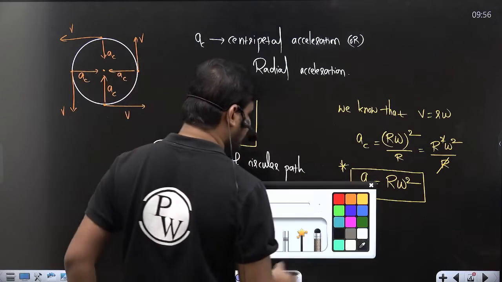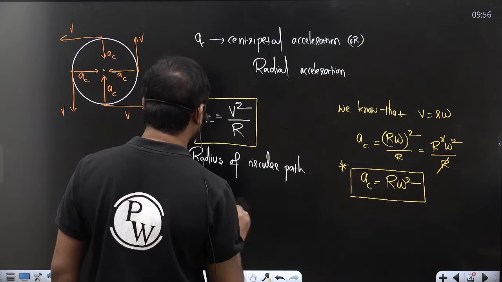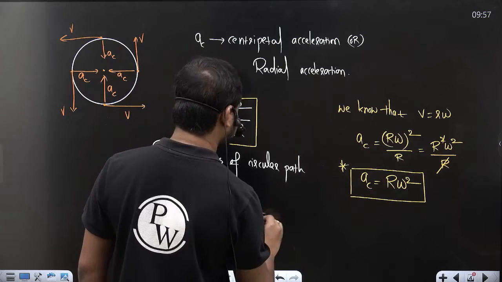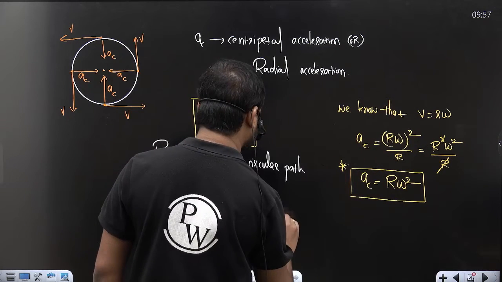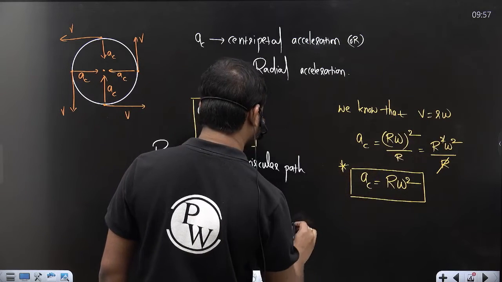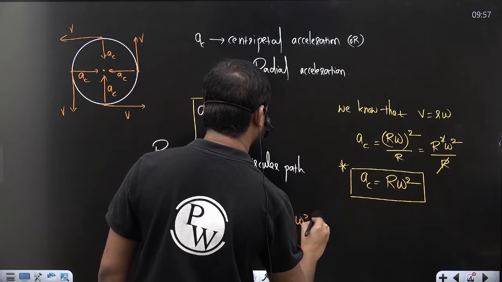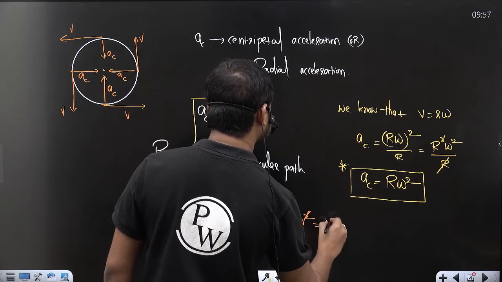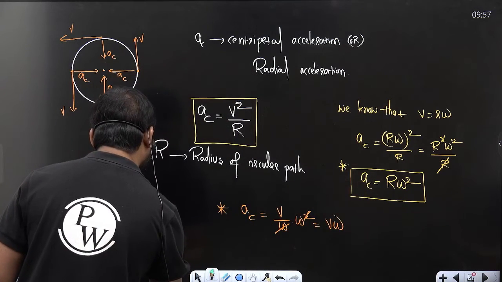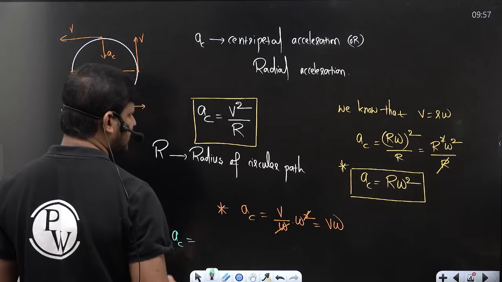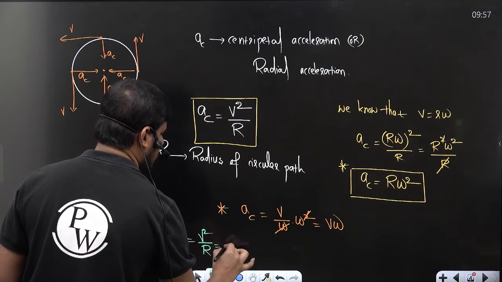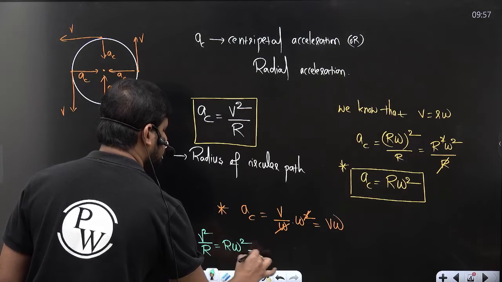Let's write in terms of V and omega. So then what I am doing is in place of R, I write V by omega. In this I am substituting in place of R, V by omega, which is nothing but V by omega into omega square. One omega cancels, so which is nothing but V omega. Okay. So here the centripetal acceleration is equals to V square by R, which is equals to R omega square, which is equals to V omega.